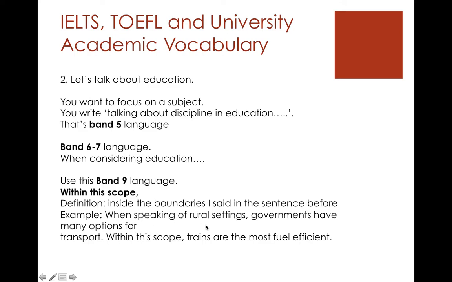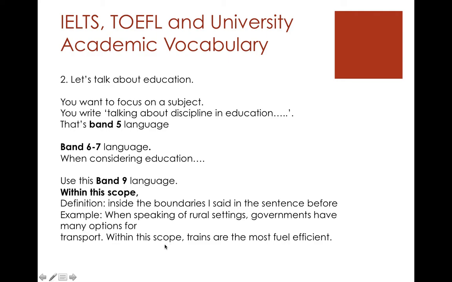Okay, well, let's just go back a minute. Rural means not city, so we're talking about countryside. Governments have many options for transport within this scope. So we're saying within this area, this rural area that we just talked about, trains are most fuel efficient. So this means we're referring back. This is good for your coherence and cohesion mark. Within this scope is good for your sentence structure mark. Rural is good for your vocabulary mark. Scope is good for your vocabulary mark.